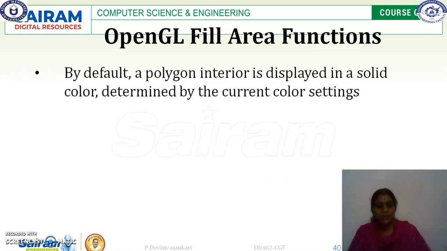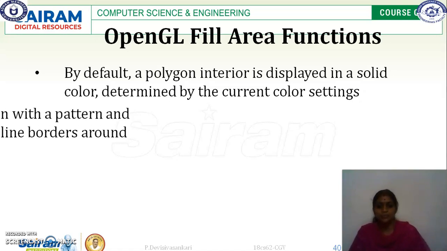First of all, as in the previous video we have seen, we have to take the interior point by using the get pixel as well as the set pixel. By default, whatever polygon interior we choose will always be displayed in a solid color. Here we are using two different color models, the RGB model as well as the index color model. By using the current color settings, the solid color will be displayed.